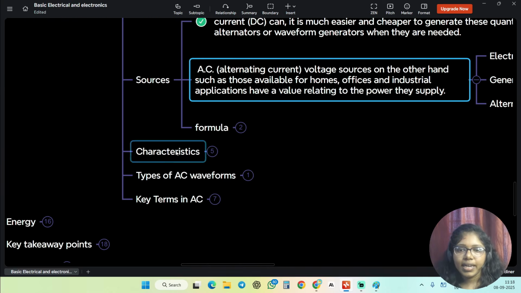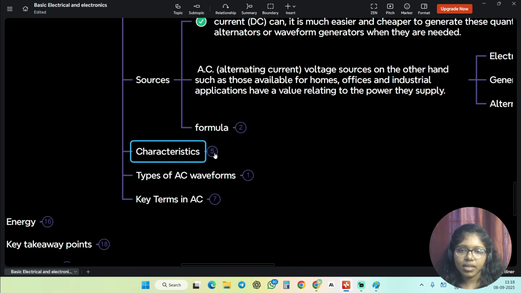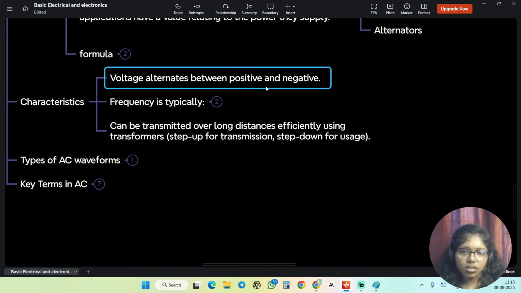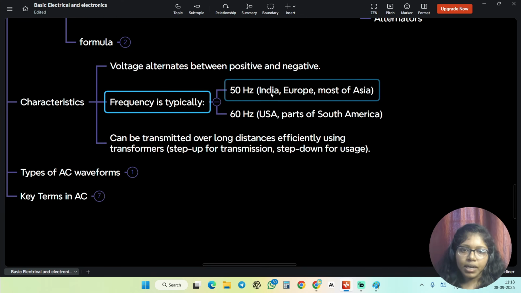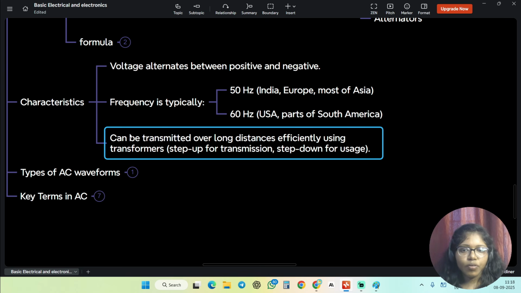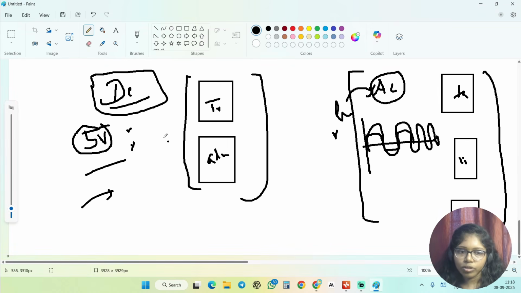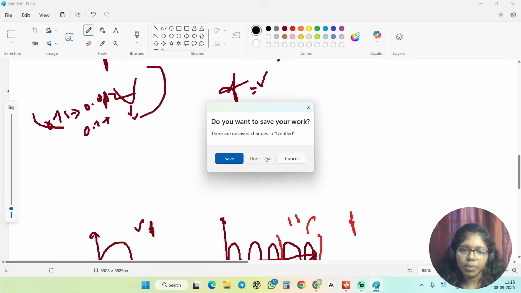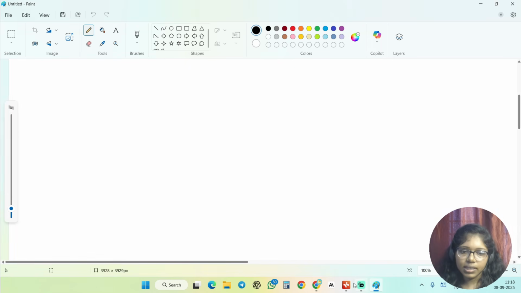Okay, and the next important thing is characteristics. First of all, the voltage is alternating in AC current. Alternating means it keeps on changing: positive, negative, positive, negative. Your frequency is typically about this value. It can also be transmitted over long distances. That is why AC is most often used, because it can carry power over a long distance.